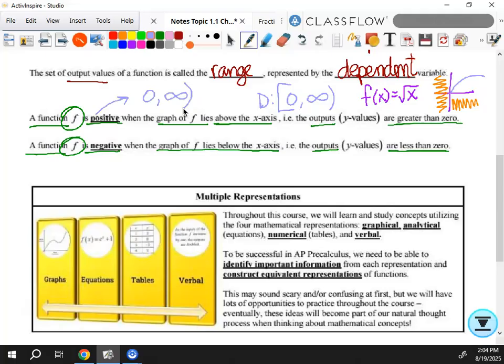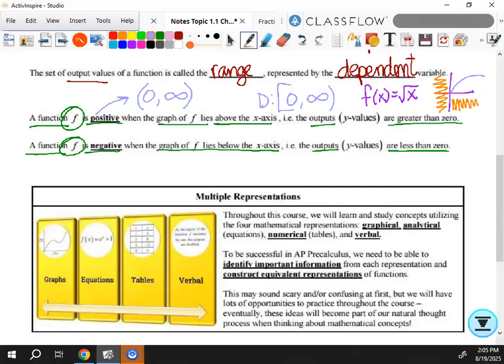Is it negative? No. So I don't include it. Okay? So be careful. Make sure when we're writing intervals for positive and negative that you are not including anything that's touching the x-axis, none of the zeros. Any questions at this point?